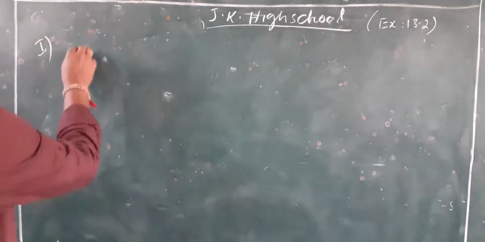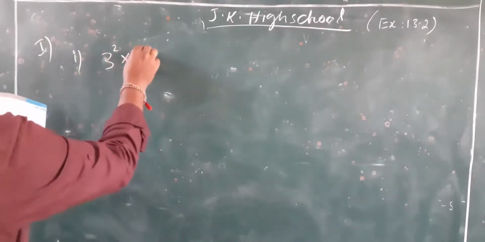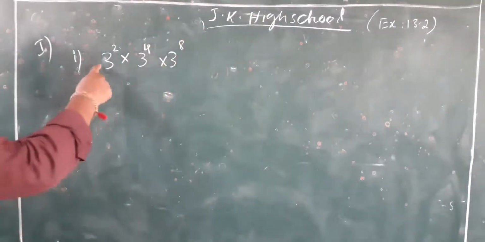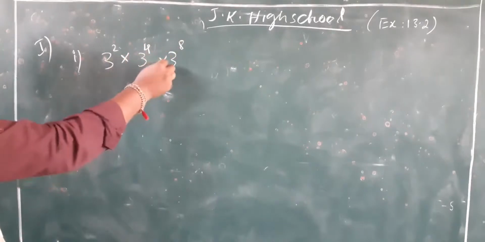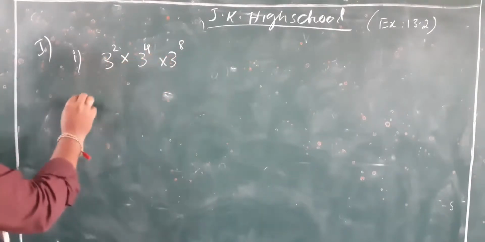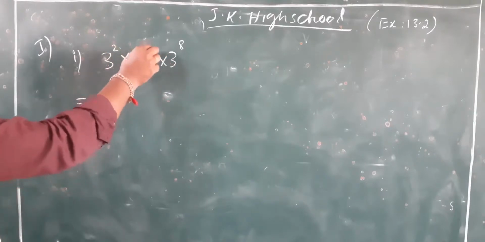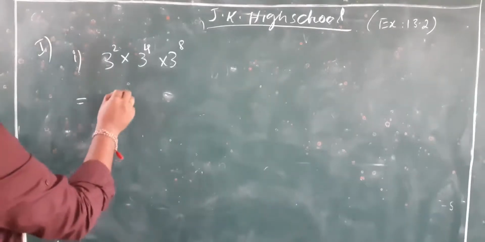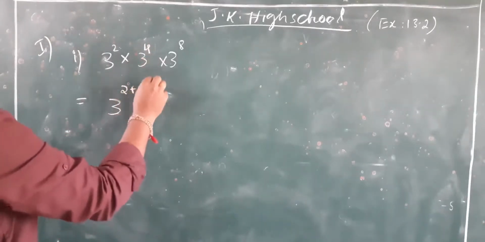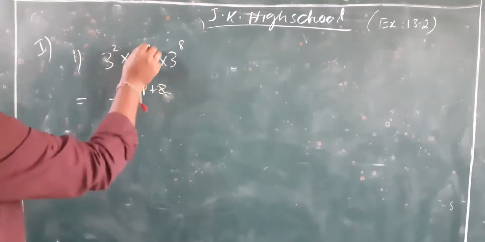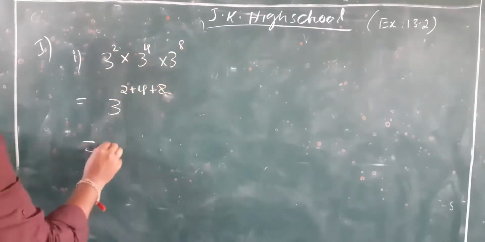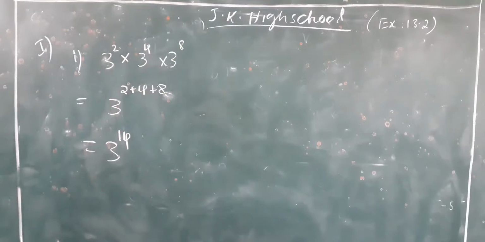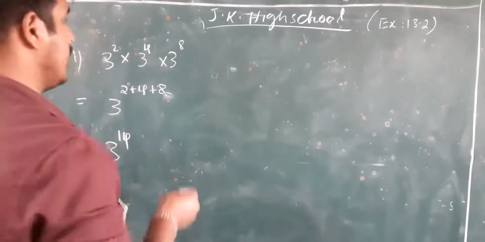Let's take the first question. That is 3 square into 3 raised to 4 into 3 raised to 8. Multiplication is there. Bases are same. Then what you can do? a raised to l into a raised to m into a raised to n is equal to a raised to l plus m plus n. Directly 3 raised to 2 plus 4 plus 8. Answer is 3 raised to 14. 3 raised to 14 is your answer. First law of exponent is used here.